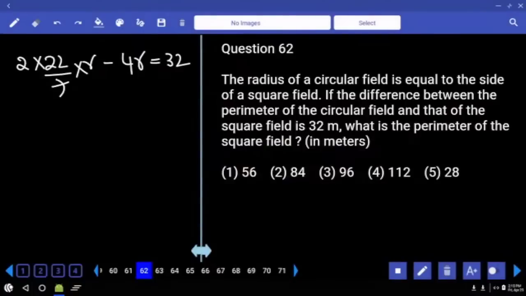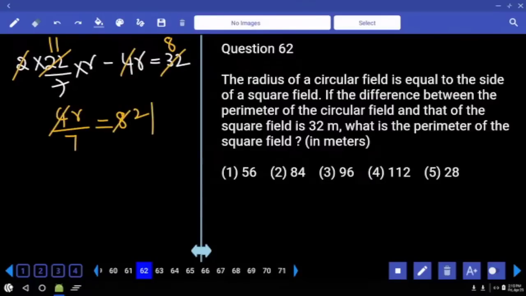Let me take 4 common in left hand side first term and the second term, because right hand side number is already 4 multiple. Are you okay? 2 and again 2 is taken here. So 4 taken common. Cancel here 8 times. 11r by 7 minus r, which is equal to 11r minus 7r. 4r by 7 is equal to 8. 4 2 times. So from this, r is equal to 14. R is equal to 14, or you can say side also 14.